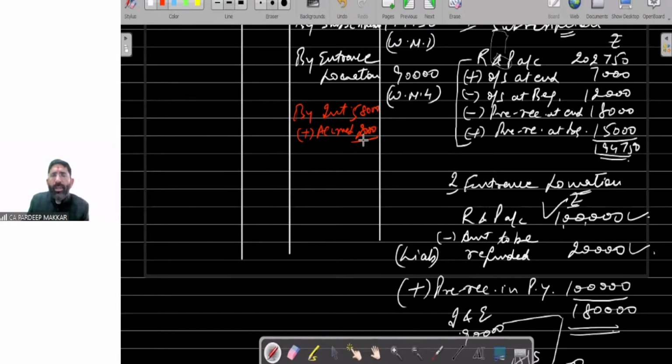It is not required to be calculated in working note, because this is very much clear to us and it is easy to understand. So one thing should be noted, that this accrued interest will also go to balance sheet. This is the major thing which you have to keep in your mind. Nothing else is technical.